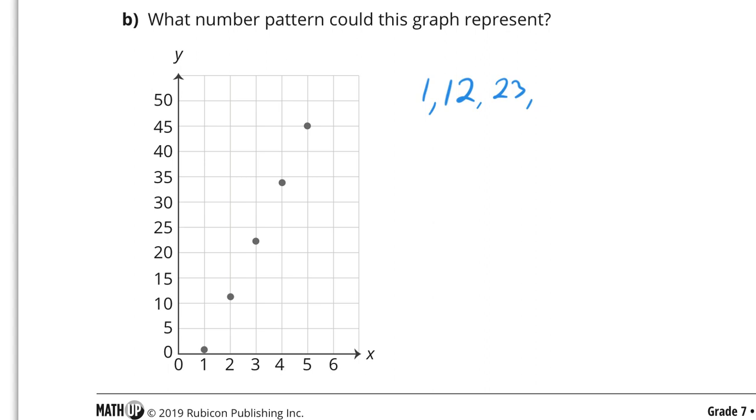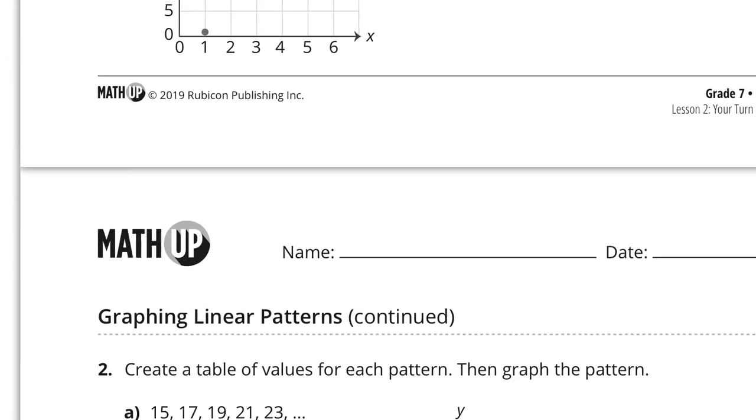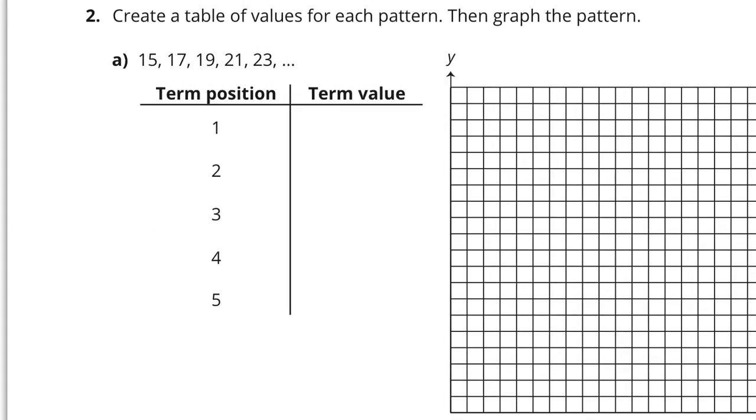Let's put them down. Term 4 was 34 if we're adding 11, and we add 11 again, and we get to 45. All right. Next it says create a table of values for each pattern, and then graph the pattern. Okay. The pattern is 15, so the first term has to be 15. The second term, if we're looking right here, this is the second term. So I put 17 as the second term, the third term is 19, the fourth term is 21, and the fifth term is 23.